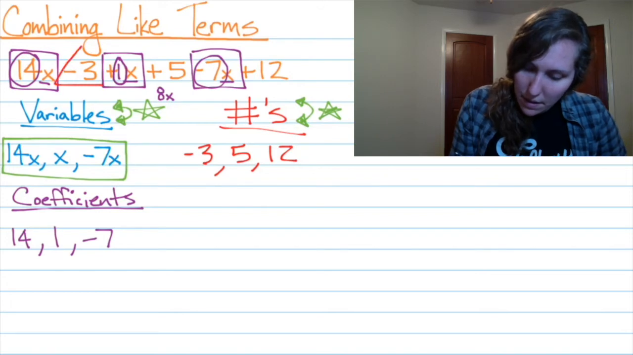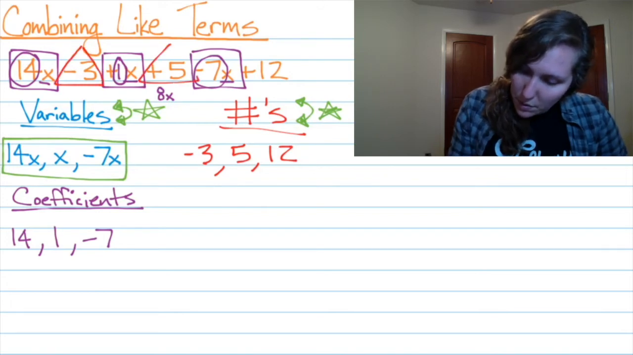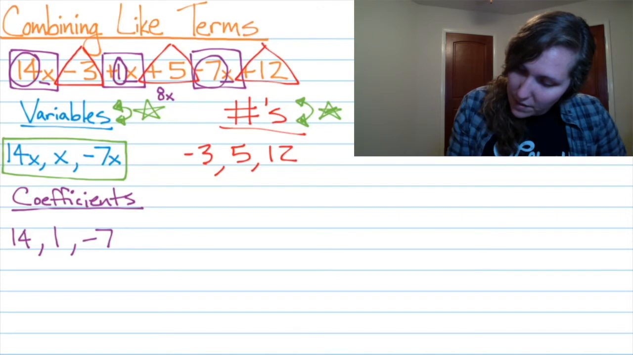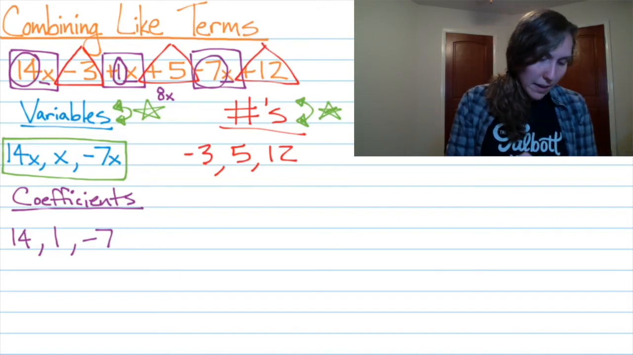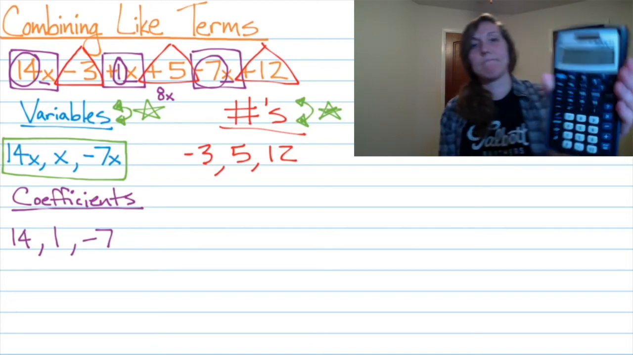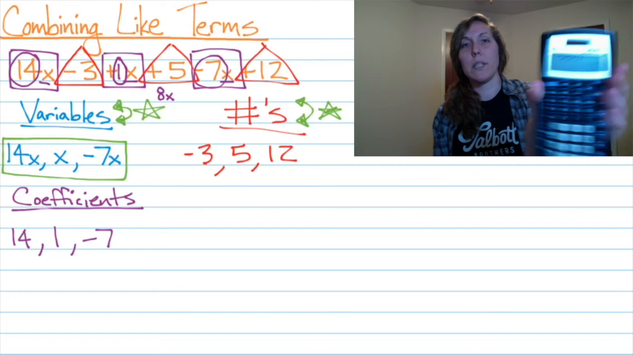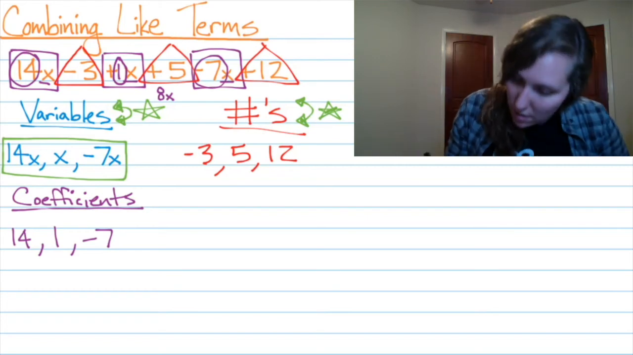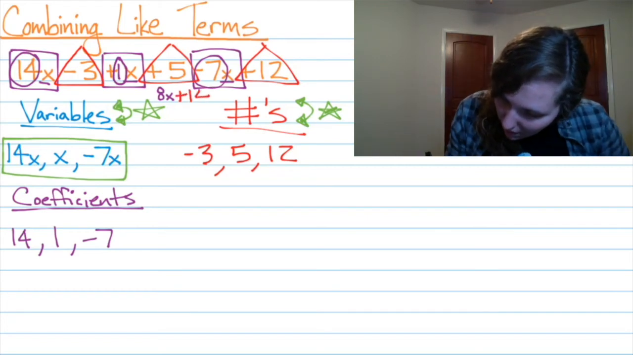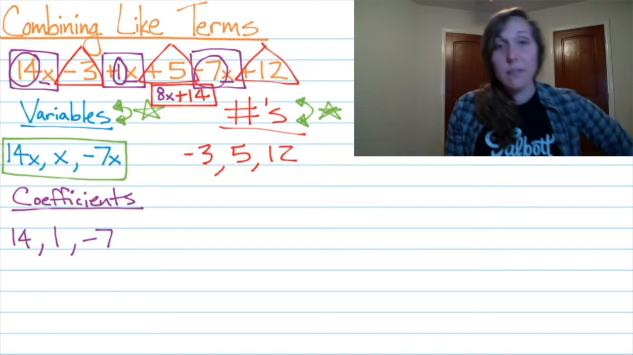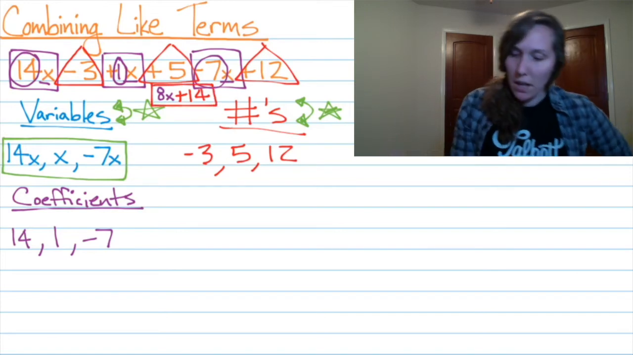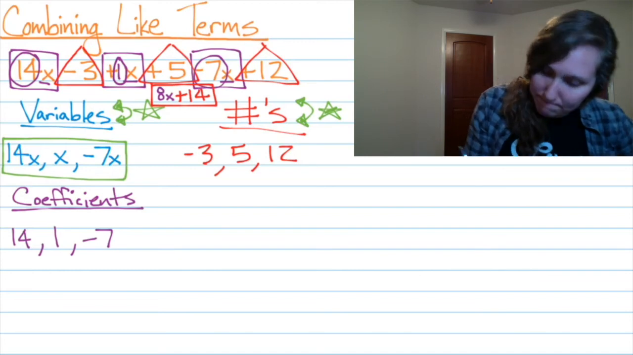And now I'm going to do these number terms, or again, fancy word, constant terms. And same thing, I'm going to put this in my calculator. I'm going to get negative 3 plus 5 plus 12. And I get 14. And so this all simplifies to be 8x plus 14. So there you go. Let's do another problem.